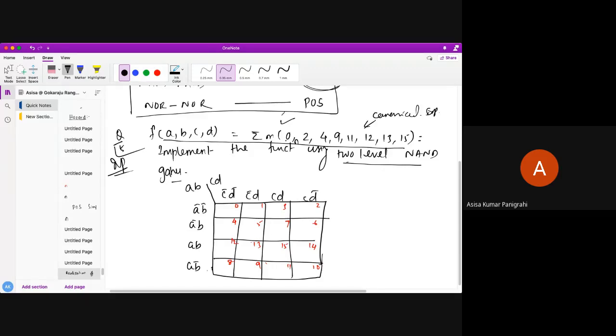Now you can put those values, whatever the function, the minterms are available as 1 in the cells. Okay, so 0 is present, yes, 2 is present, yes, 4 is present, 9 is present, okay, 11 is present. Where is 11? 11 is present, 12, 13, and then finally 15.